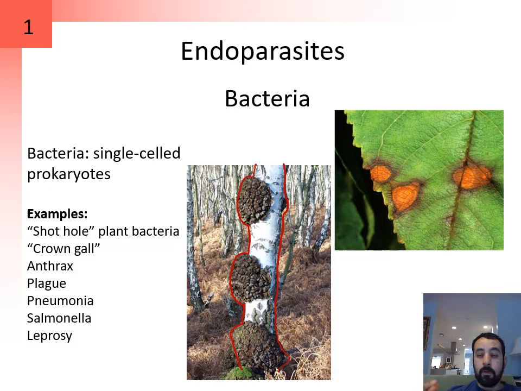So plants suffer with crown galls, shot holes that are common in a plant here called laurels, right? And we also suffer from pneumonia, which is bacteria caused. It's amazing to me how simply knowing the distinction between a bacteria and a virus can actually be helpful for you guys.